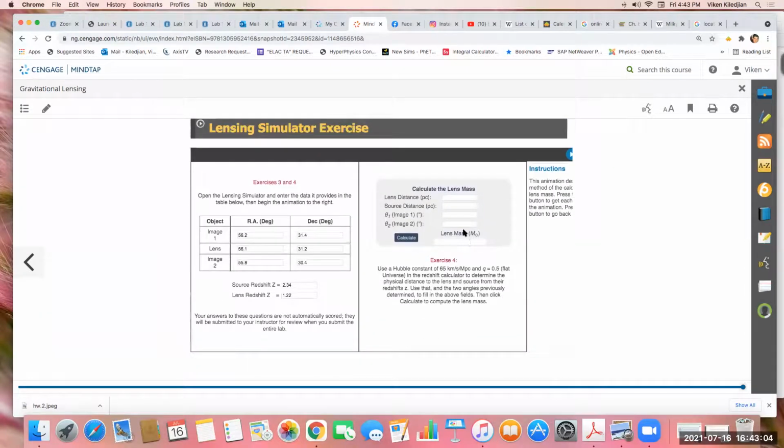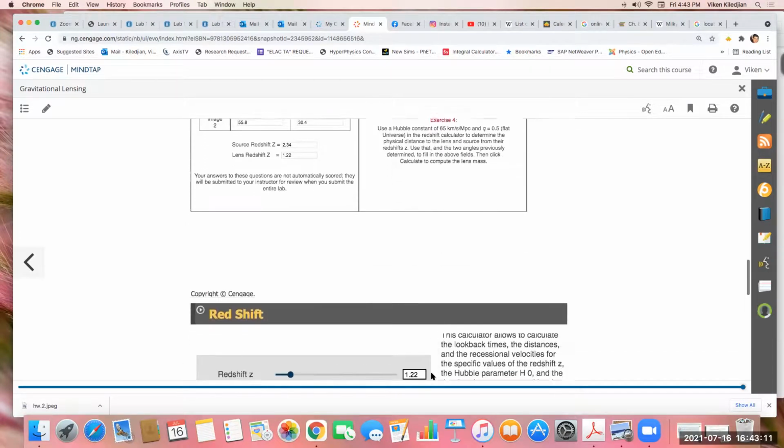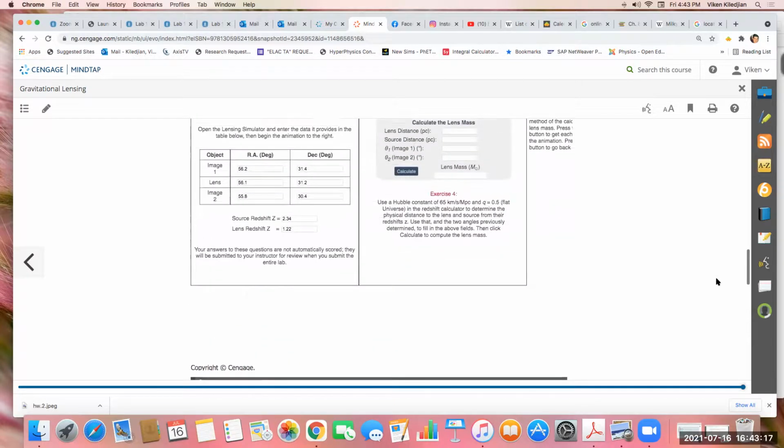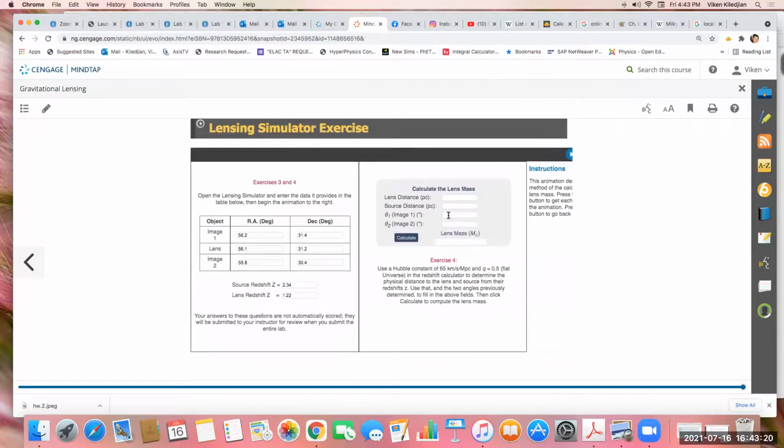Then you go back here, put in the lens distance in parsec, put in the source distance in parsec that this gave you, based on this number here in parsec, and then put in the arc seconds that you have from the previous picture. Then press calculate and show the lens mass that they got. Then you also show the work for how to calculate the lens mass.